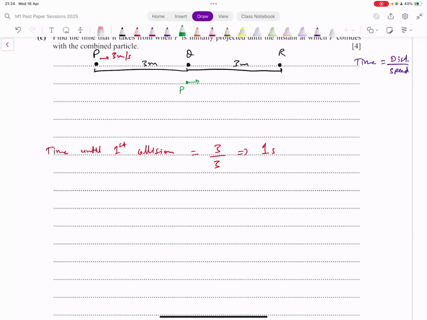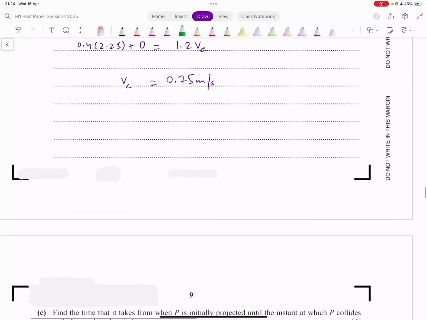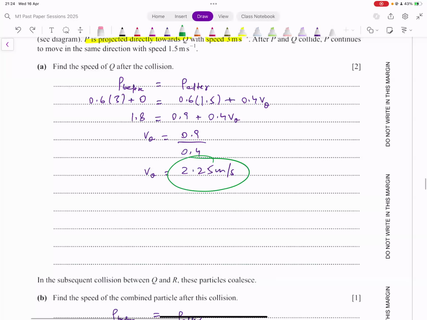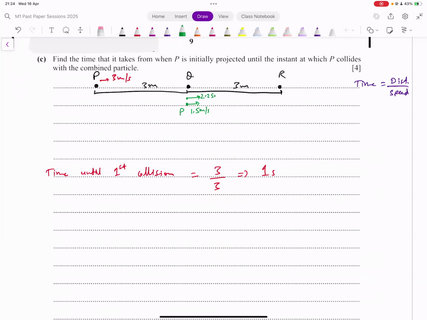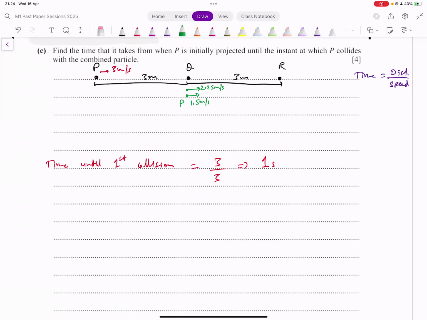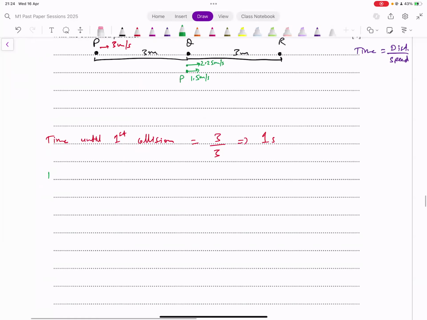Now P is moving to the right side at 1.5 meters per second. And Q starts moving to the right after this first collision at a speed of 2.25 meters per second. R is at rest there. Okay. How much time does it take for Q to go and collide with R now? Let's find that. That would be time until second collision.